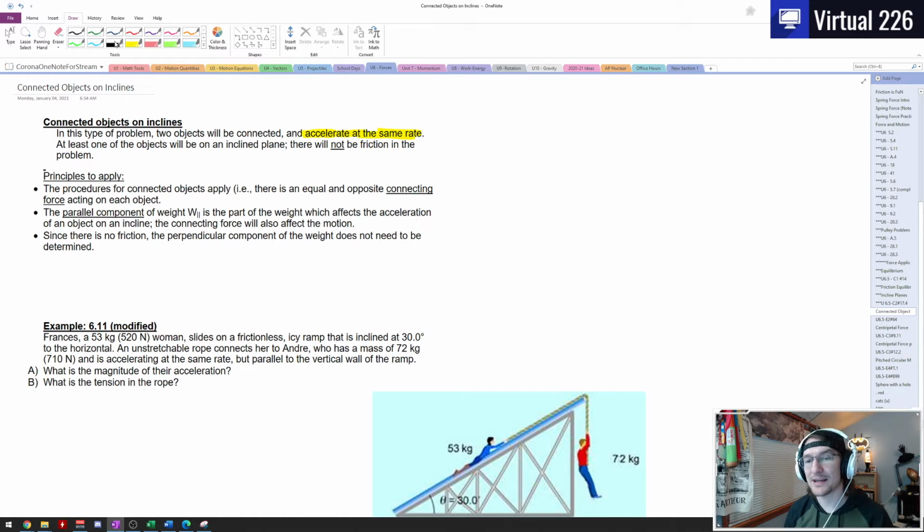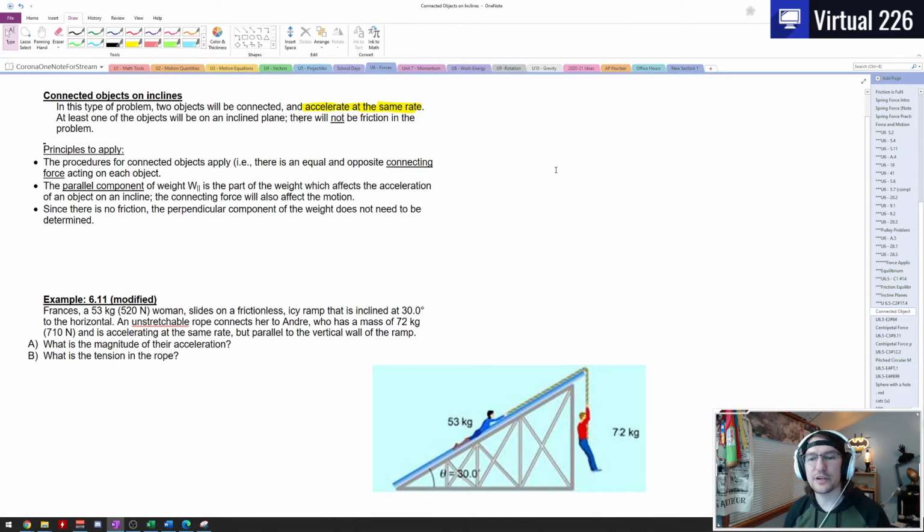What we're going to look at today is connected objects once again, but instead of our objects moving either horizontally or vertically, one of our objects, or possibly both, is going to be moving on an inclined plane. And if you don't know how to look at inclined planes or how to break up those weight components, go check out the previous video where we look at objects on inclined planes and we learn how to break those up.